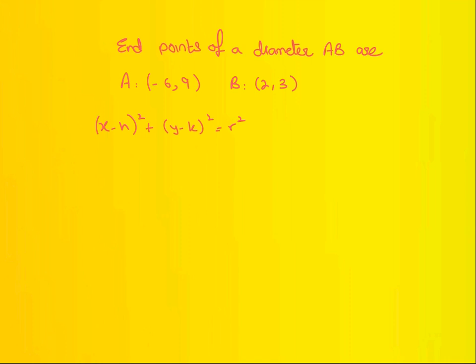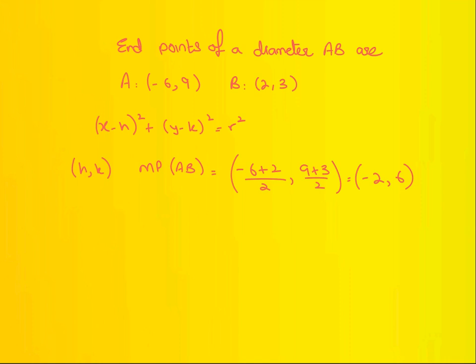Now we just discussed that the center h comma k is just the midpoint of the diameter, which is midpoint of AB in this case. That's minus 6 plus 2 upon 2, comma 9 plus 3 upon 2. That's minus 4 by 2, which is minus 2. 9 plus 3 is 12 upon 2 is 6. This is the center, h comma k.